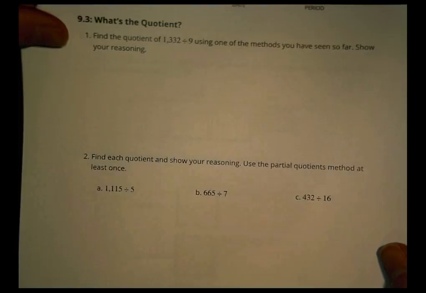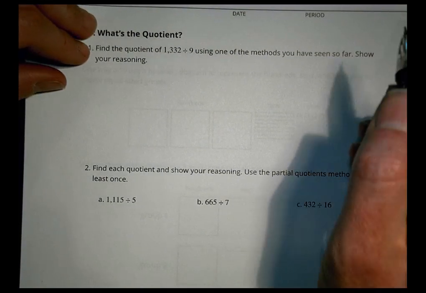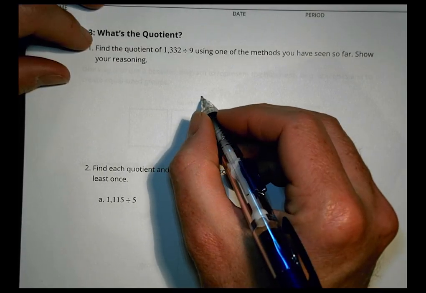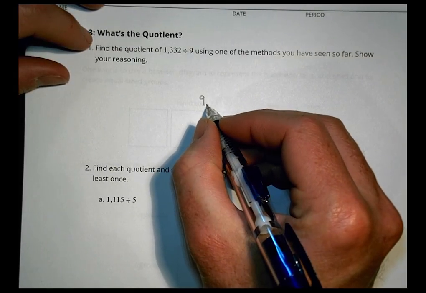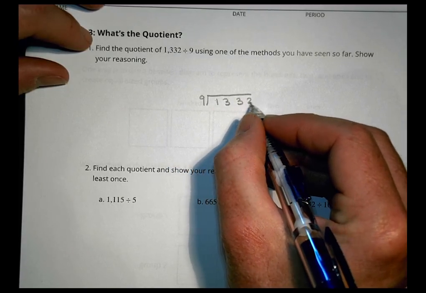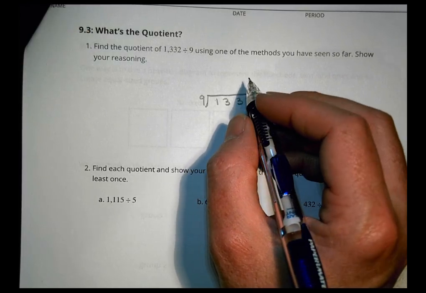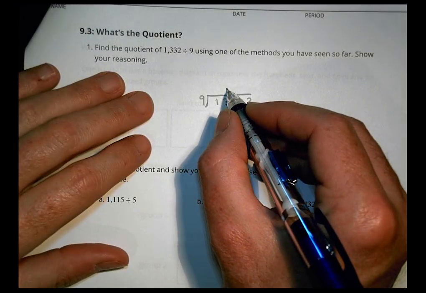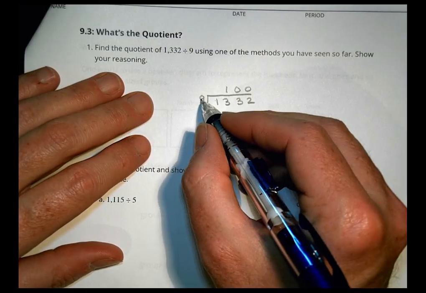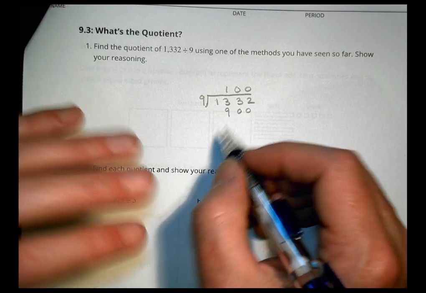Find the quotient. 1,332 divided by 9 using one of the methods you've seen so far and show your reasoning. Okay, so let's take a look here. Let's go 9 divided by 1,332. In this case, I'm going to say that there are 9 groups of 100 inside of here. And that's because 9 times 100 is 900.